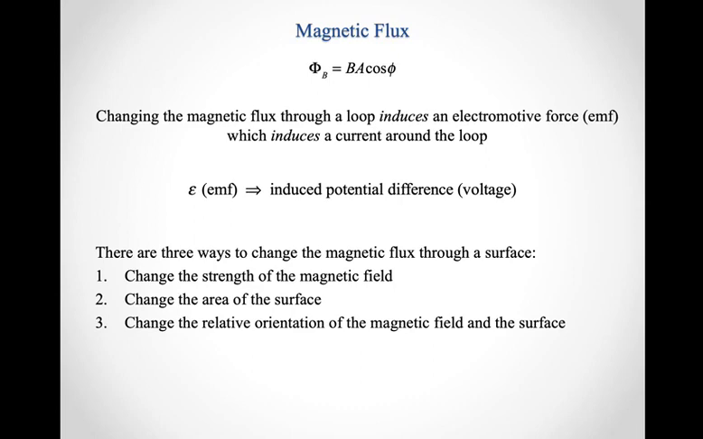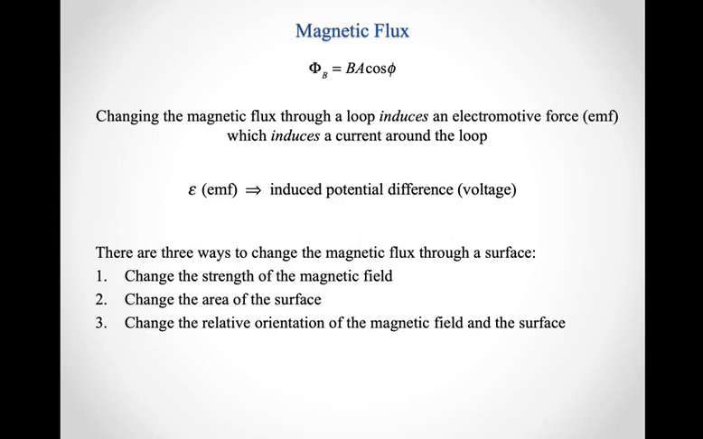The third one is I can change the relative orientation of the magnetic field and the surface. So I can take my loop, put it in a field, and then if I start to spin the loop, what I'm doing is changing the relative orientation of the magnetic field and the surface. As the surface spins around, there's going to be times where it lines up with the magnetic field and I get zero flux. There's going to be times where it's perpendicular to the magnetic field and I get maximum flux. It's going to have to go between those two points as I continue to turn it. So obviously I can change the relative orientation of the magnetic field and the surface to also change the magnetic flux.